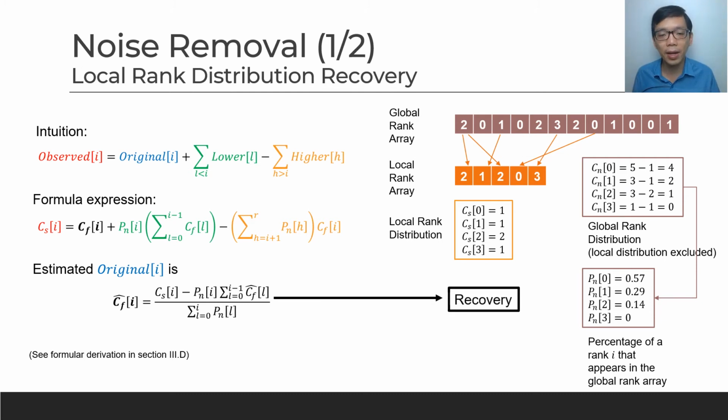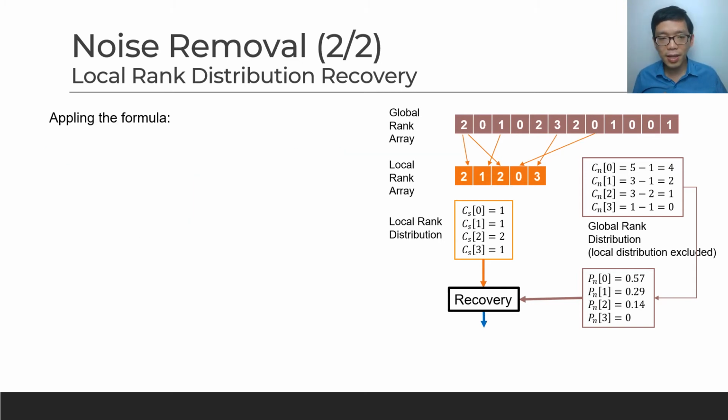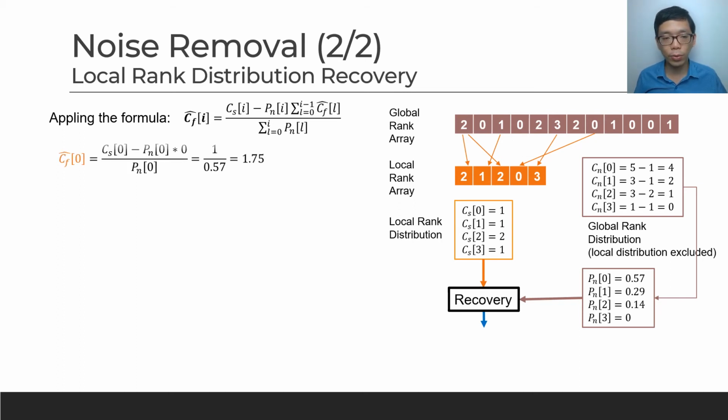Then we apply the recover function to achieve the original rank distribution. So how do we calculate it? Let's apply our formula to our case. We start with counting rank 0. There is no rank smaller than rank 0. Then the counter of rank 0 is equal to 1 over 0.57. This is 1.75, which is nearly double the local rank 0.